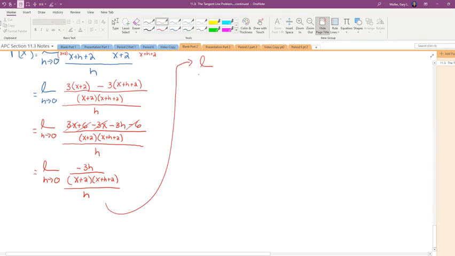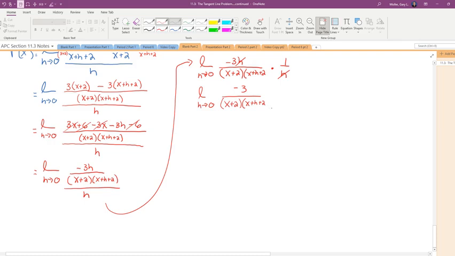So I'm going to get the limit as h goes to 0 of negative 3h, and then multiply by 1 over h. At this point, I can clearly see that my h on the denominator is going to cancel my h in the numerator, leaving me with the limit as h goes to 0 of negative 3 over x plus 2 times x plus h plus 2.